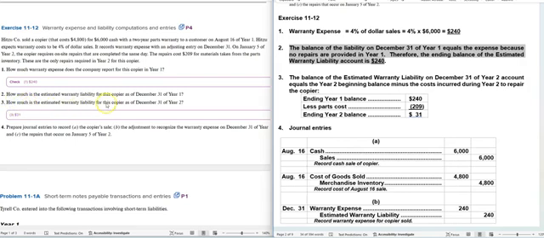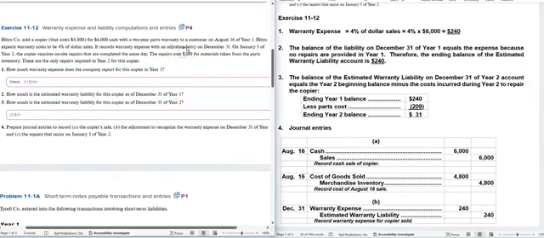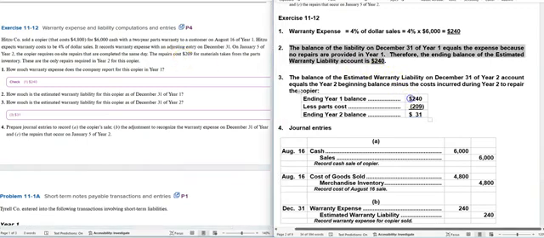How much will the warranty liability be at the end of the second year? Well, at the end of the second year, they will have paid off $209 worth of that liability. So the liability started year 2 at 240. Because we ended year 1 at 240, we started year 2 at 240. They paid off $209 worth of the liability, so the liability at the end of the year will be 31.